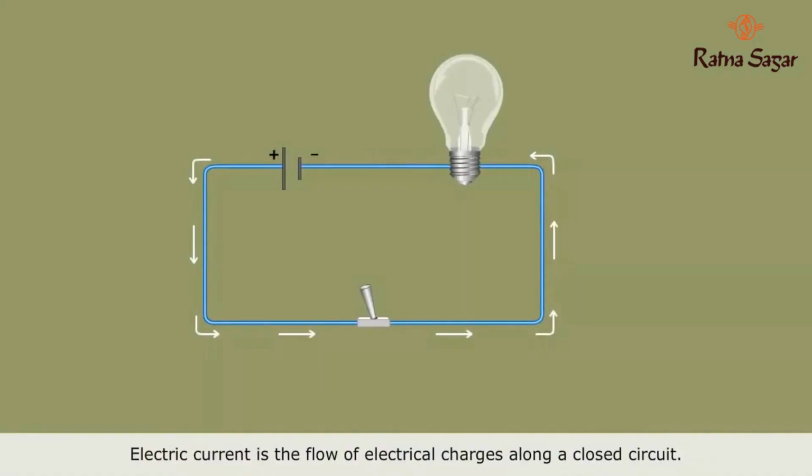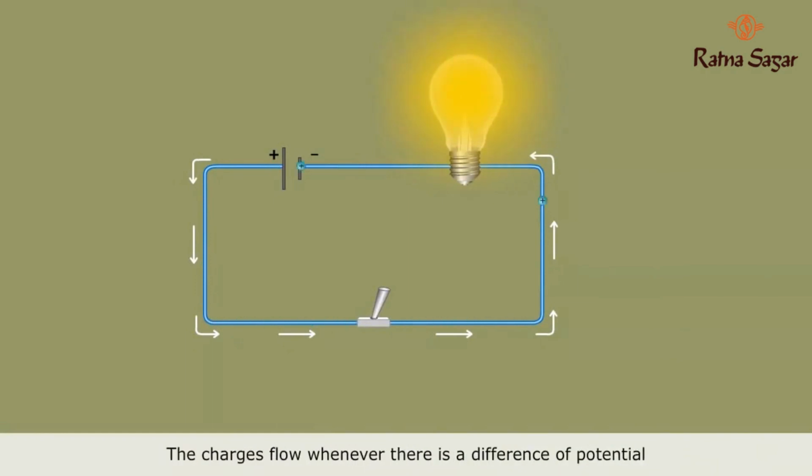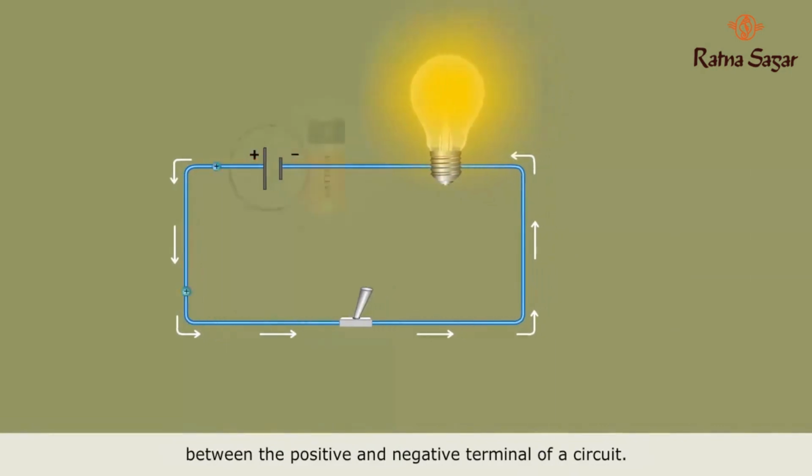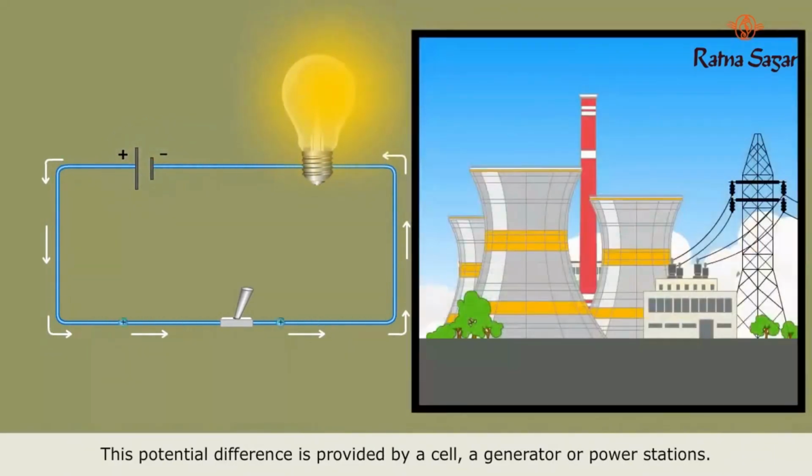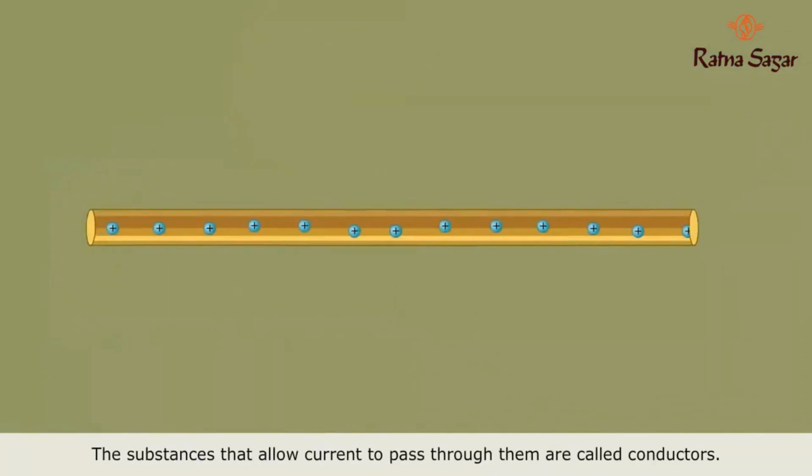Electric current is the flow of electrical charges along a closed circuit. The charges flow whenever there is a difference of potential between the positive and negative terminal of a circuit. This potential difference is provided by a cell, a generator, or power stations. The substances that allow current to pass through them are called conductors.